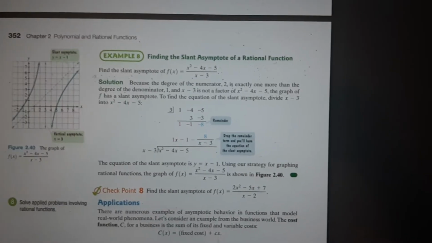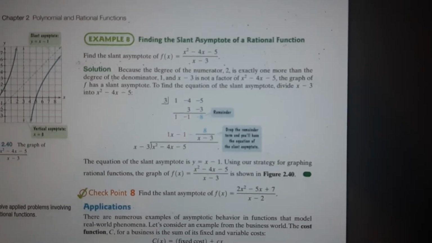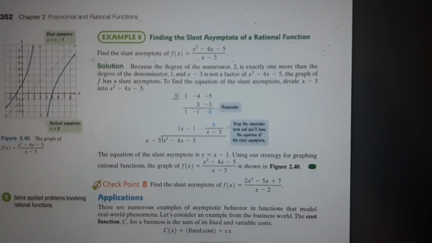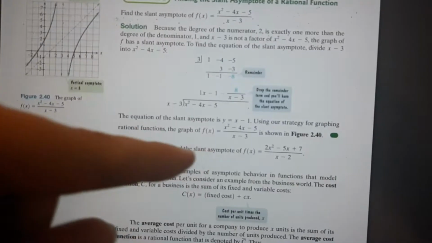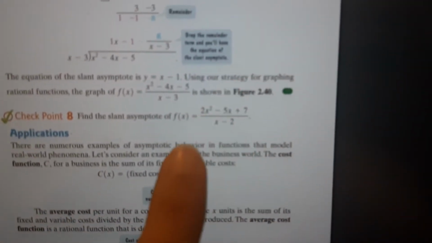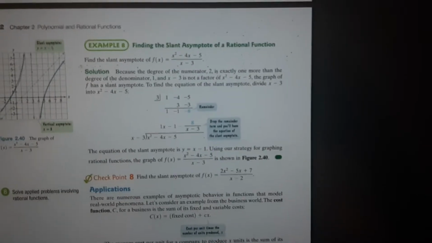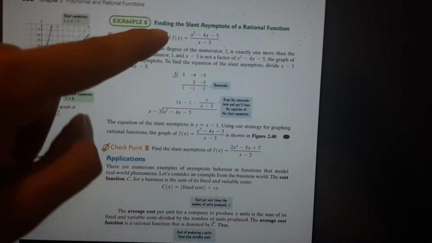Good morning, class. Today, as promised, I'm going to be explaining the slant asymptotes. First, we're going to go through the example, which you already should have copied in your notebook, and then we're going to solve this little practice problem. Here we go. Okay? So first things first. Find the slant asymptote of this equation.